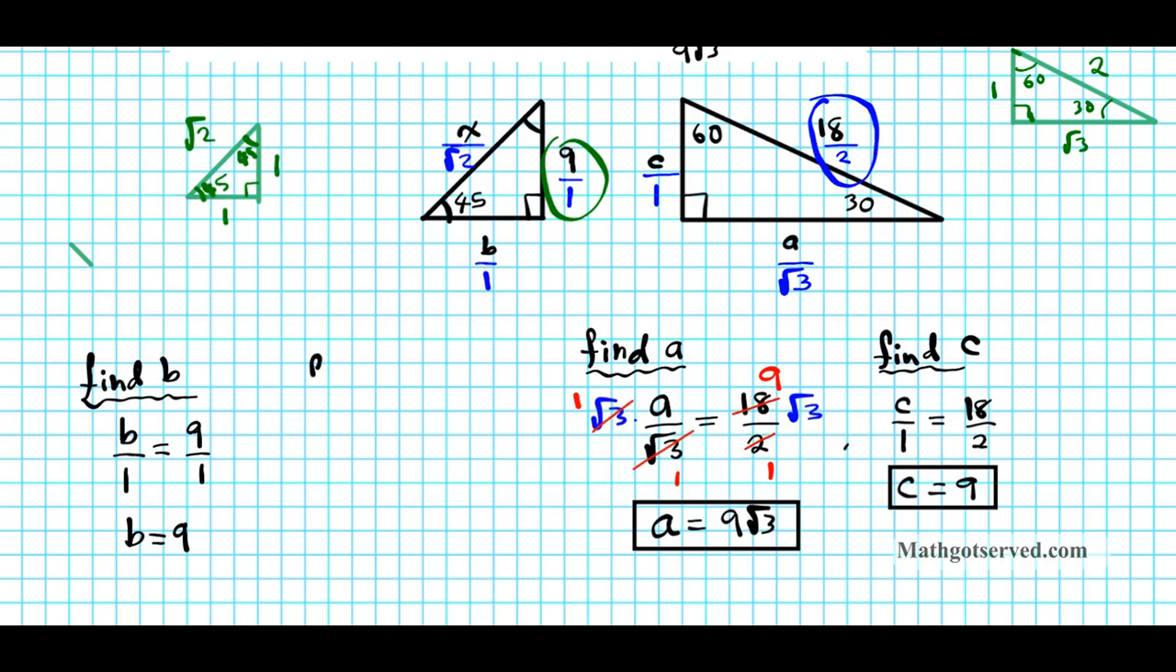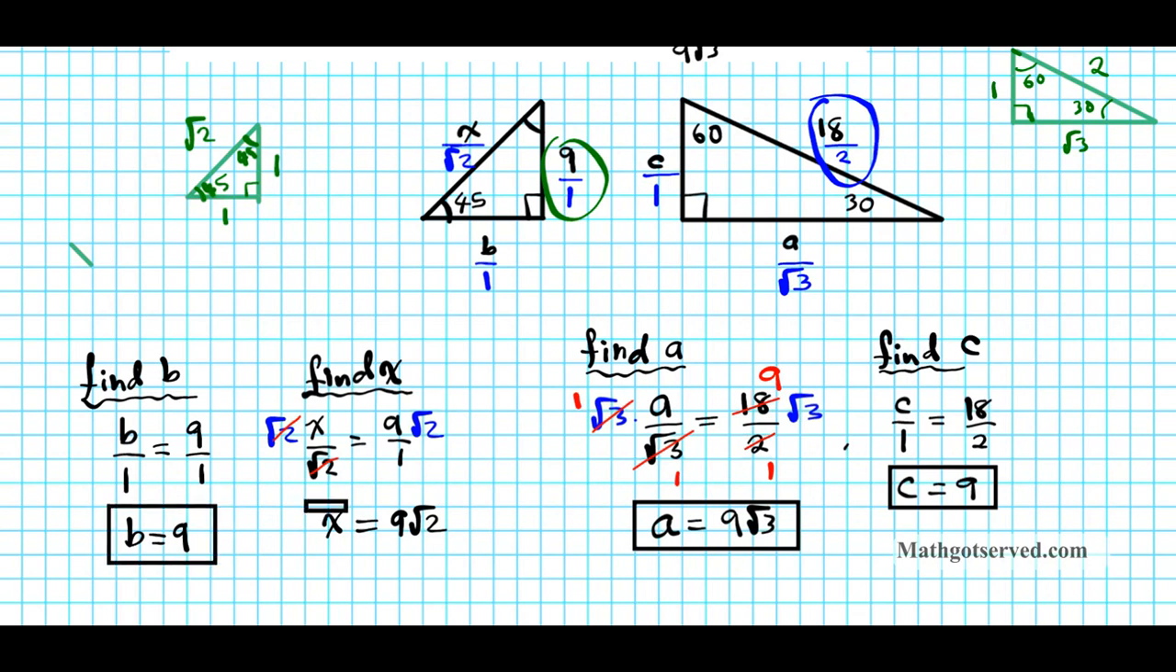Now let's find x. To find x, we're going to set up the ratio x over root 2 is equal to 9 over 1. To get x isolated, we'll multiply both sides by root 2, and these root 2's cancel out. The final answer, x, is going to be equal to 9 root 2. So those are the measures of the sides of the 45, 45, 90 triangle.